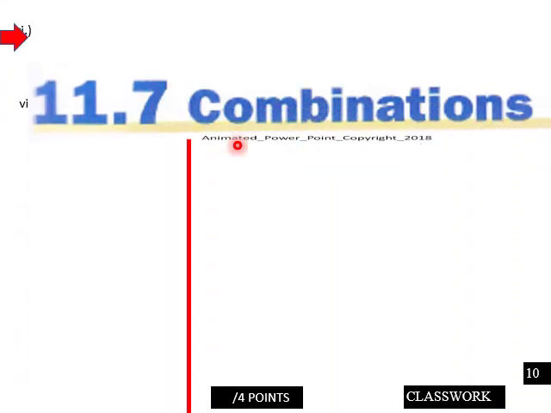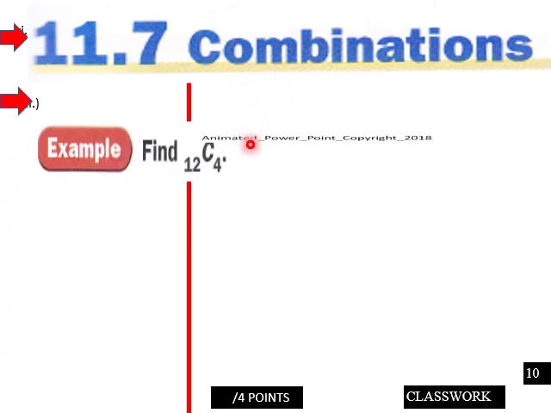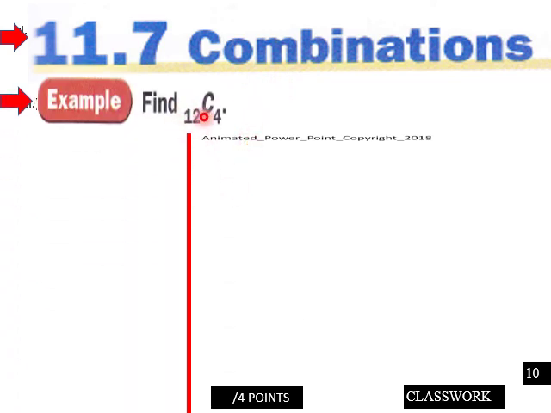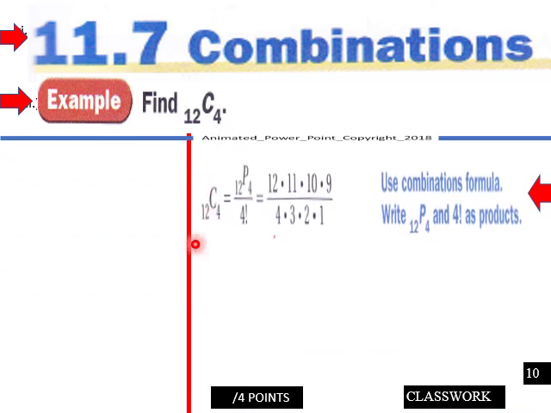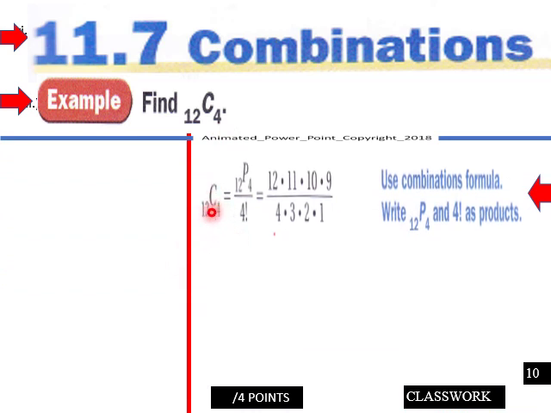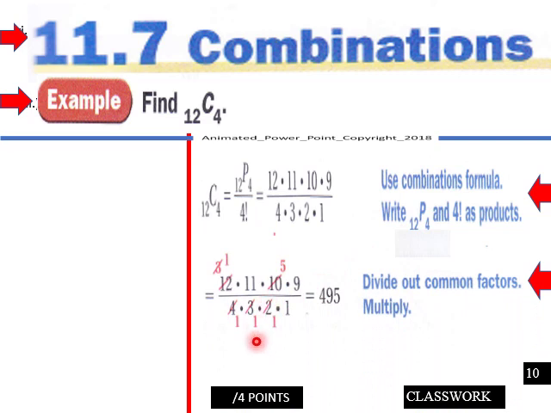Moving on now to 11.7, combinations. So find 12c4. 12c4 would be 12p4 over 4 factorial. And you would end up with this here, 12, 11, 10, and 9 over 4, 3, 2, and 1. So use the combinations formula. Write 12p4 and 4 factorial as products.